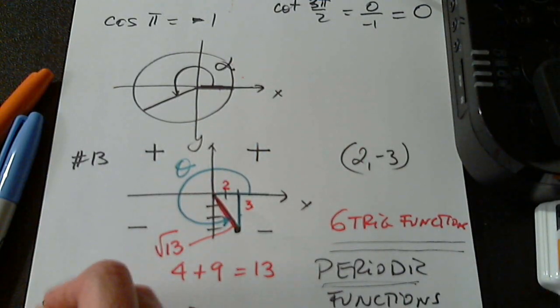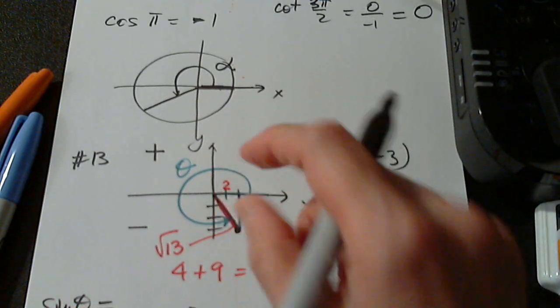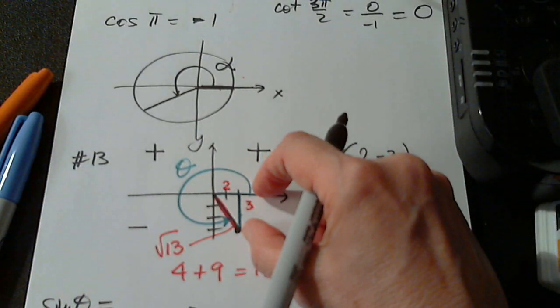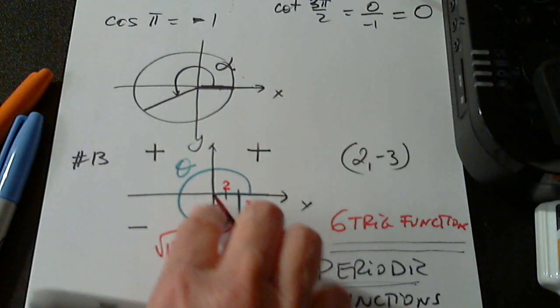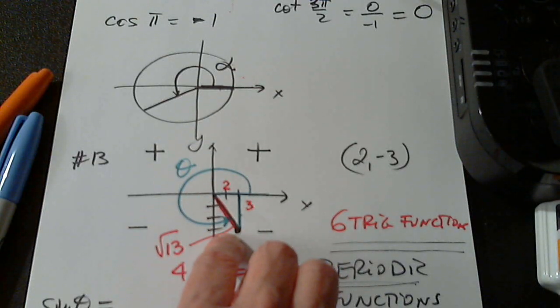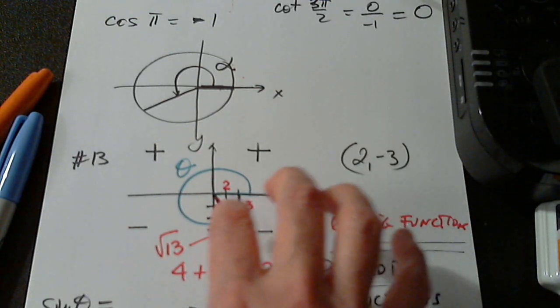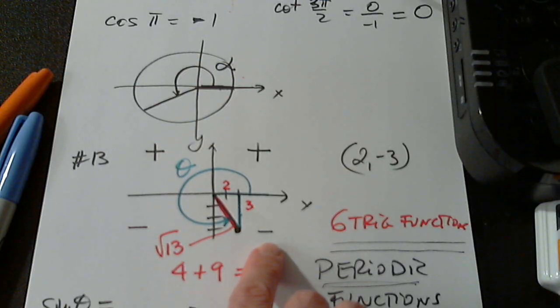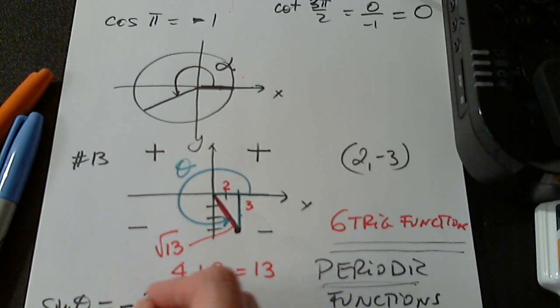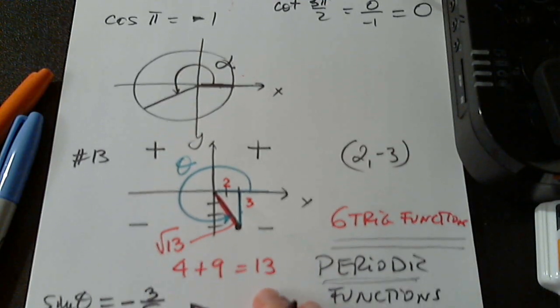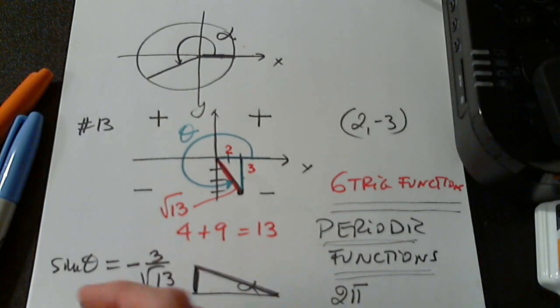Okay, so sine theta is opposite over the hypotenuse. 3 divided by 13, but it has to be negative. Negative 3 divided by 13. And we have to rationalize. So sine theta equals negative 3, the square root of 13 over 13.